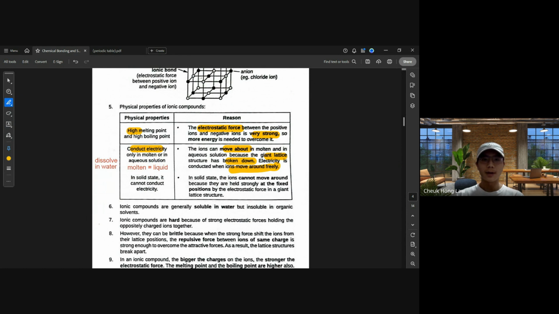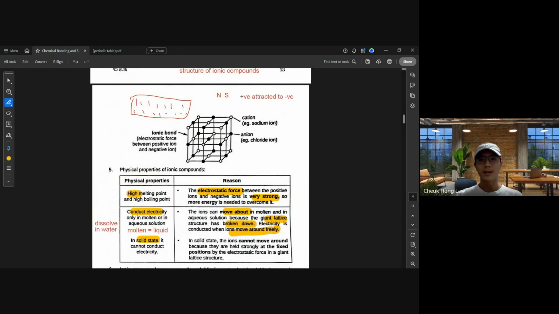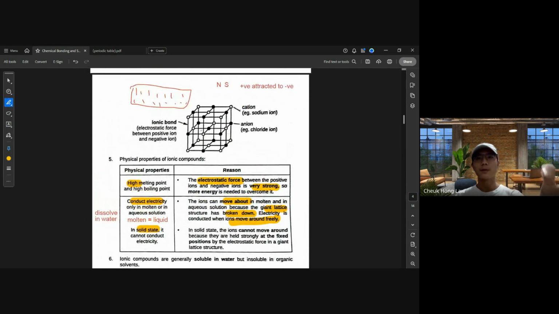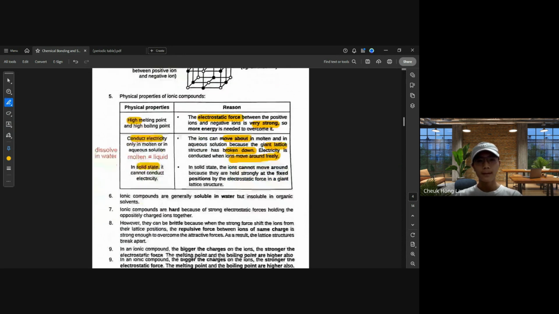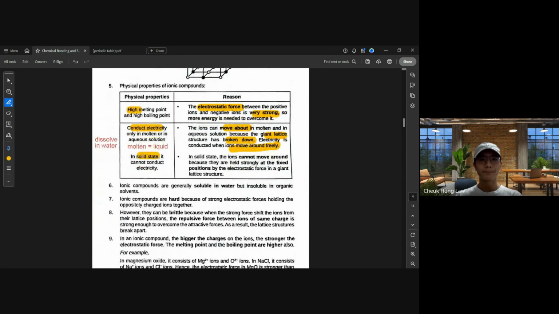So from what I said, obviously in solid state, it cannot conduct electricity. Why? Because in solid state, there is strong electrostatic force between the positive ion and the negative ion. So they are held together very tightly at fixed positions. So it cannot move around to conduct electricity. Just like the crowded people in the MRT, they cannot move around. So the ions cannot move around to conduct electricity. Okay, so that's the second property.